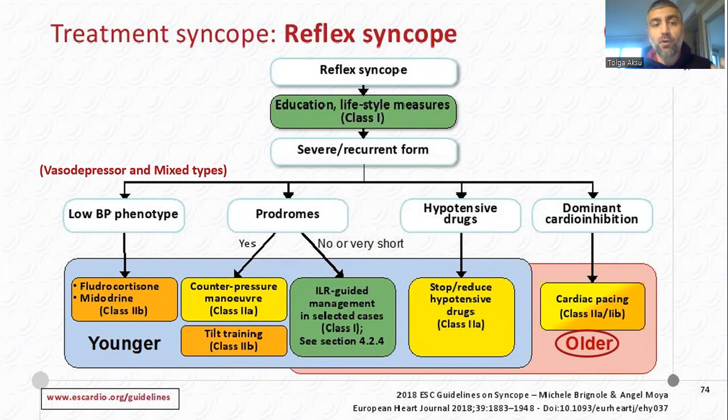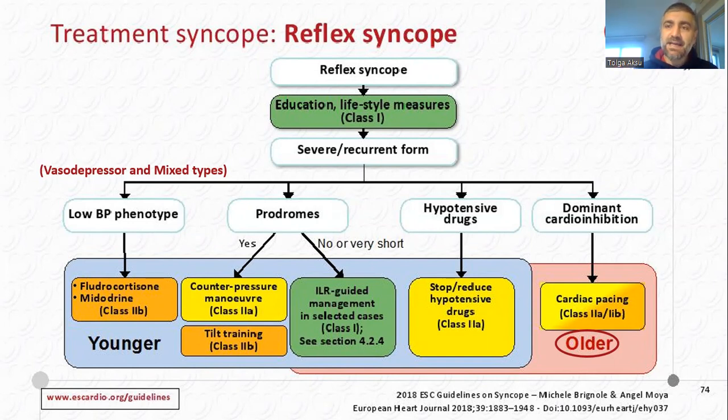have two medication options. And I think that according to the latest research by Canadian groups, Carlos Morillo and Satish Raj, in those cases the first option should be midodrine. But you can also use fludrocortisone in those cases. If there are clear prodromal symptoms before occurrence of syncope episodes, we can try counter pressure maneuvers or tilt training. But if there are no or very short prodromes, we have no such an option.